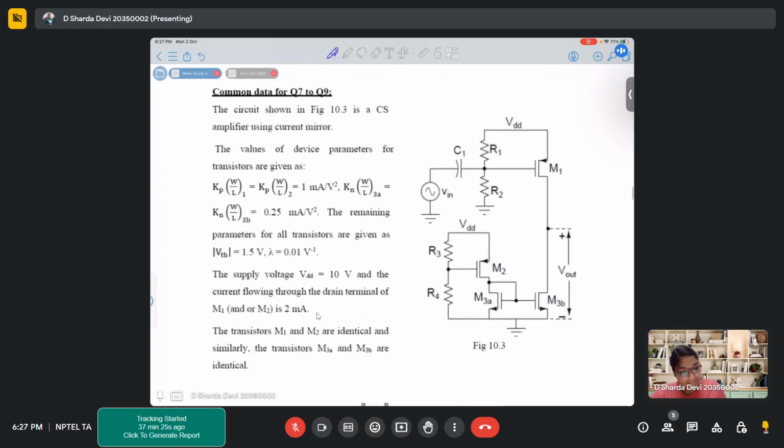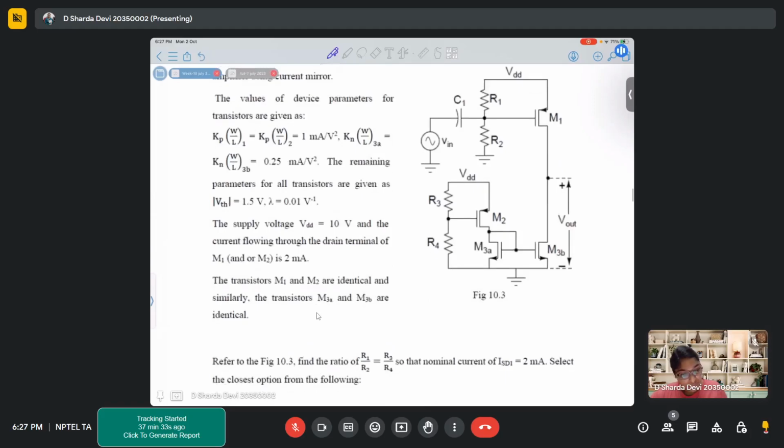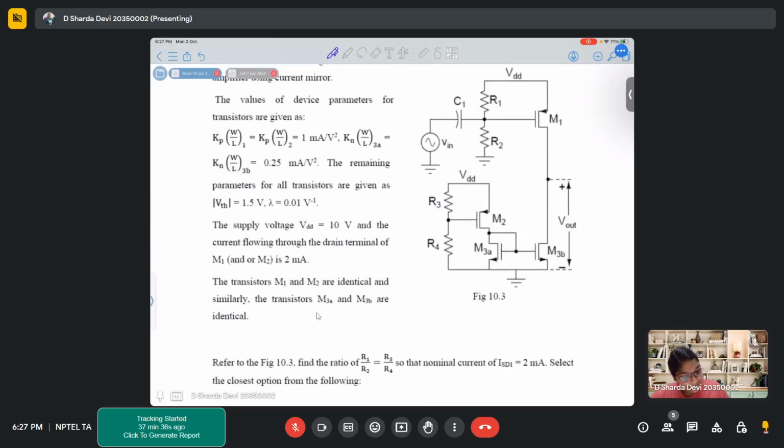Now, coming to the next set of problems. In this problem, this is again a CS amplifier using a current mirror circuit. For PMOSs, this is a PMOS, NMOS, NMOS, and PMOS. This is the current mirror part that we are talking about.